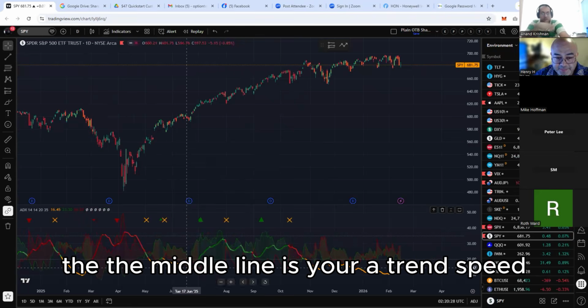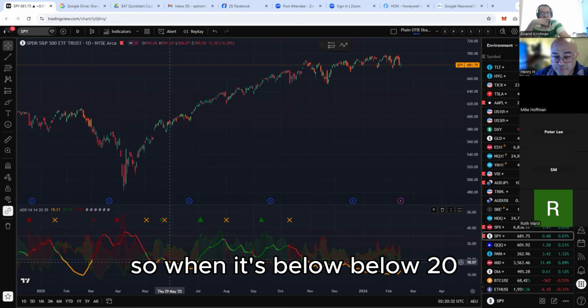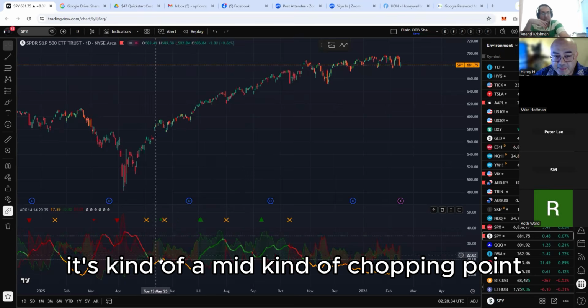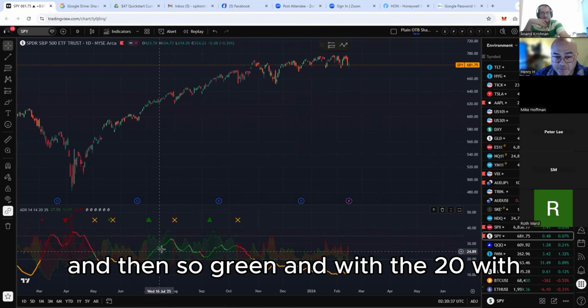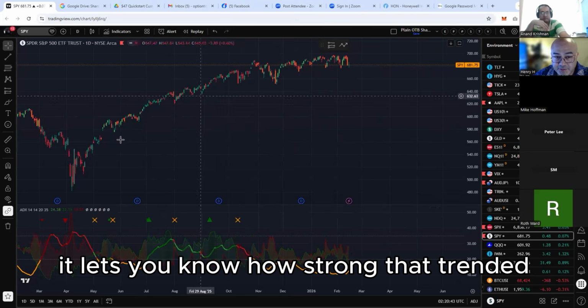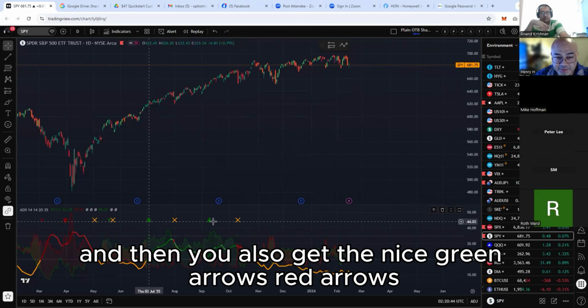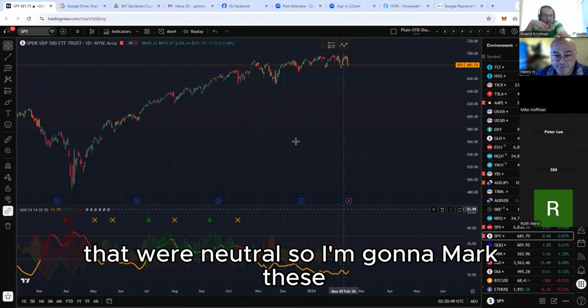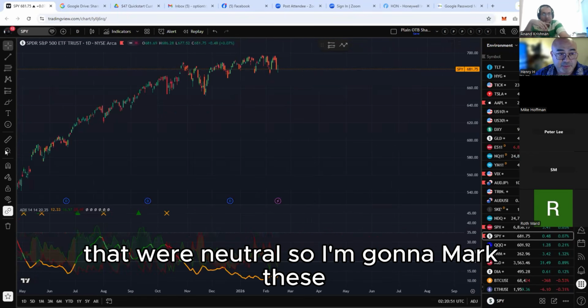The middle line is your trend speed. So when it's below 20, it's kind of a mid, choppy point. And with the ADX indicator above 20 and rising, it lets you know how strong that trend is, as you can see here. And then you also get the nice green arrows, red arrows, and the orange ones letting you know that we're in a neutral.